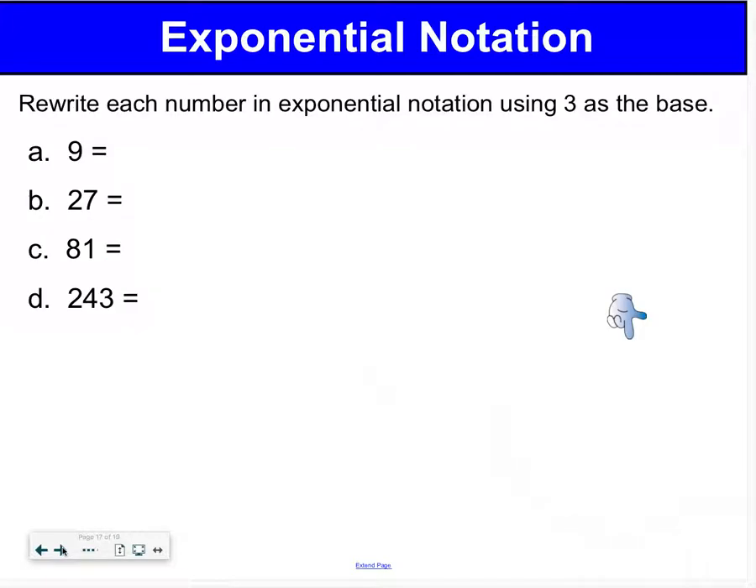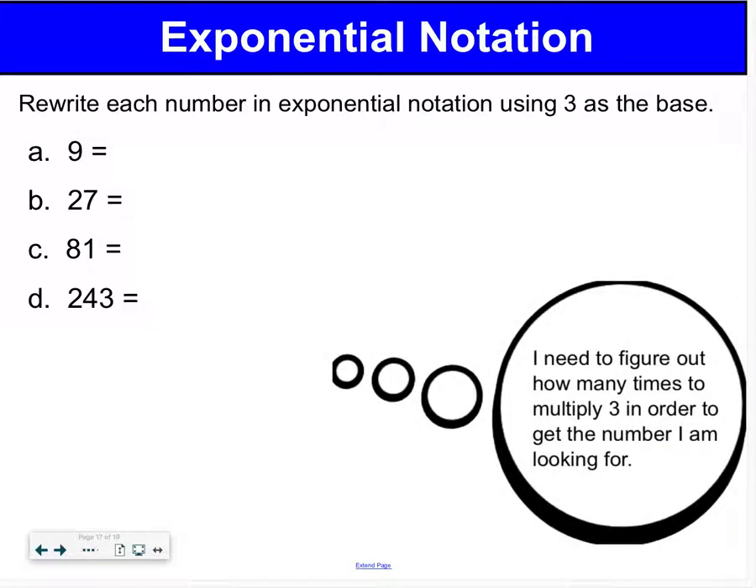They want us to rewrite each number in exponential notation using 3 as the base for these problems. So I need to figure out how many times to multiply 3 in order to get the number I'm looking for. So let's start with this first one. I'm going to multiply 3 once and then twice to get 9, so I can rewrite that as 3 to the second power.